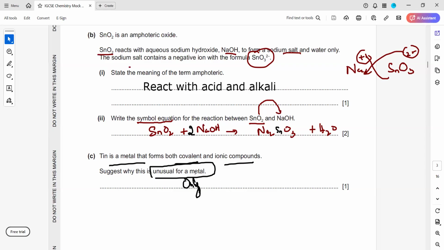Usually metals have a tendency to lose electrons or form ionic compounds. But here, what is happening? It is forming a covalent compound. So suggest why this is unusual for a metal: because metals have a tendency to lose electrons and usually form ionic bonds. Is it correct if I write covalent compounds can only be formed by non-metals? Yes, that's right.